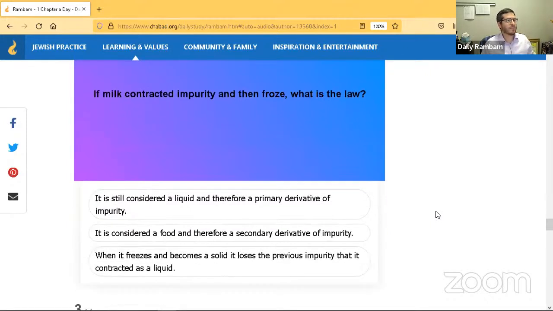If more contracted impurity and then froze, what is the law? Three options. It is still considered a liquid and therefore a primary derivative of impurity. It is considered a food and therefore secondary of impurity. When it freezes and becomes a solid, it loses the previous impurity that it contracted as a liquid. So when it freezes, is it still considered a liquid? That's really the question, do you remember?